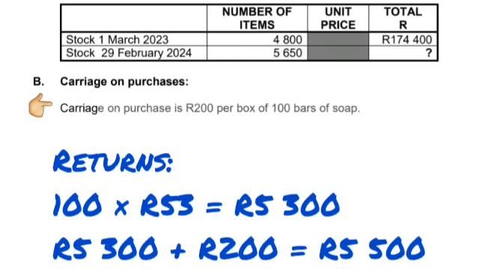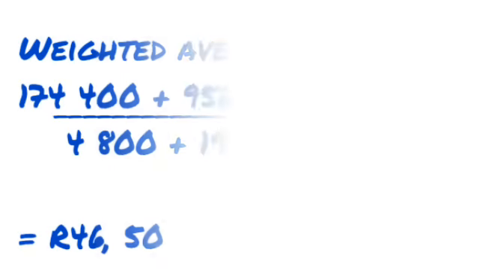So when we look at information B, it says carriage on purchases is 200 per box of 100 bars of soap. So when we calculate our returns, we returned 100 units, so multiply by 53 rands, it gives me 5,300. And then that 5,300, I'm going to add to it the 200 of the transportation, because the transportation was refunded as well. And my returns give me a total of 5,500.